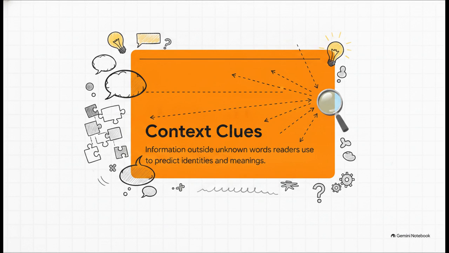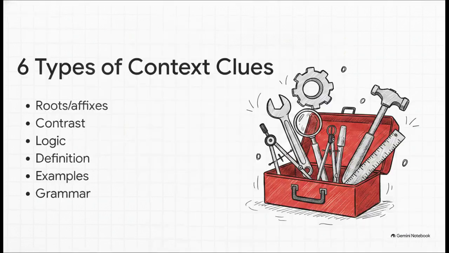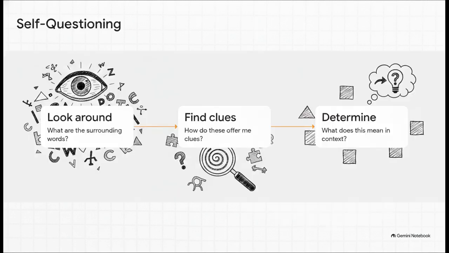Think about it. Authors want you to understand their writing, so they subtly leave these little hints scattered throughout the text. There are basically 6 common types of context clues you should always be on the lookout for. We actually just talked about the first one, looking at the root word and affix. But beyond that, you can also look for contrast, logic, a direct definition provided right there in the text, an example or illustration, or even just the grammar of the sentence itself. Recognizing which of these 6 tools the author is using is absolutely key to deciphering the text. And this brilliantly illustrates what strong readers actually do.